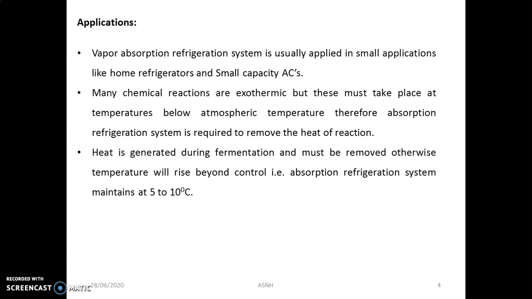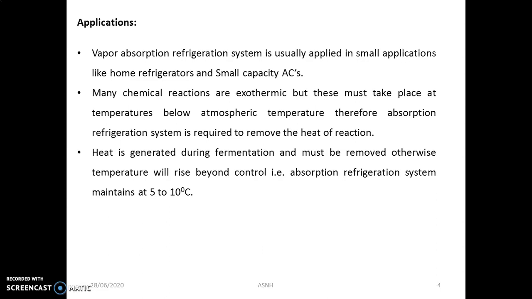But where can it be used? The vapor absorption refrigeration system is used in industrial applications like milk processing units, ice factories and cold storages. It can also be applied in small applications like home refrigerators and small capacity AC as well, but it is not economical.